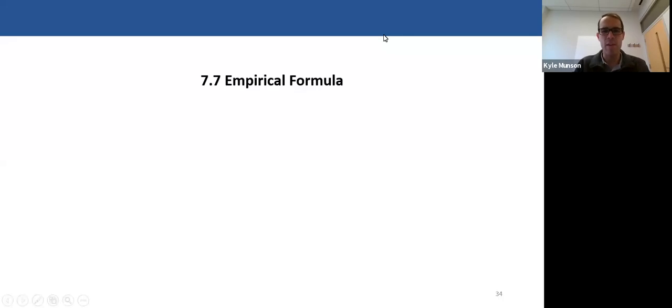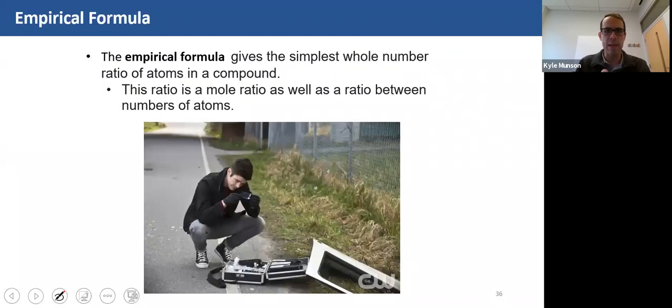In this video, we're going to be talking about empirical formulas. An empirical formula gives the simplest whole number ratio of atoms in a compound. And this ratio is a mole ratio as well as a ratio between numbers of atoms.